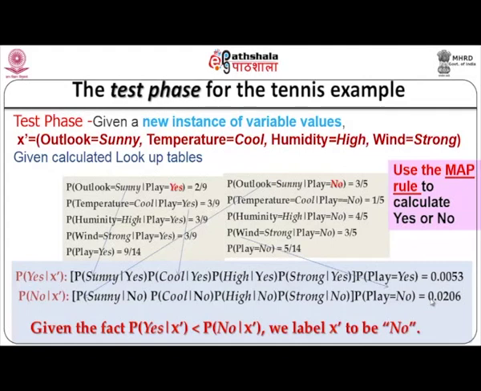And if you do the same thing for no, since there are only 2 classes, you find 0.0206. So, we have actually applied the MAP rule here to calculate yes and no. You have taken the independent likelihood probabilities times the prior probability, and we got 0.0053 for the class yes and 0.0206 for the class no. So, given this fact, we label x dash as no, because that gave you the maximum probability. That is what is called the maximum a posteriori probability.